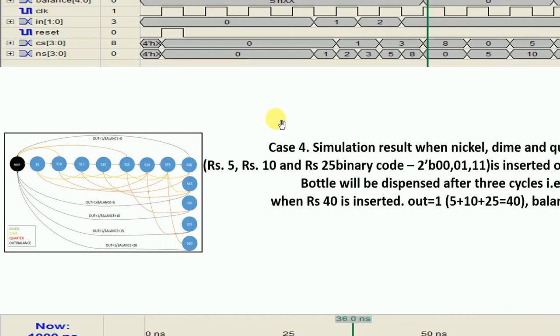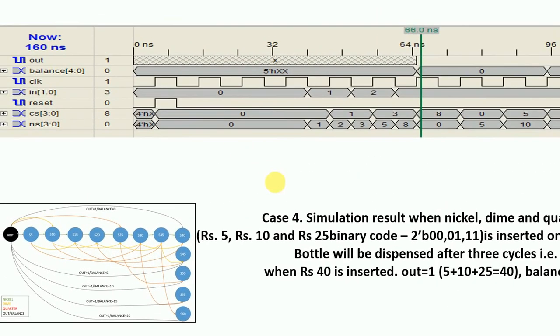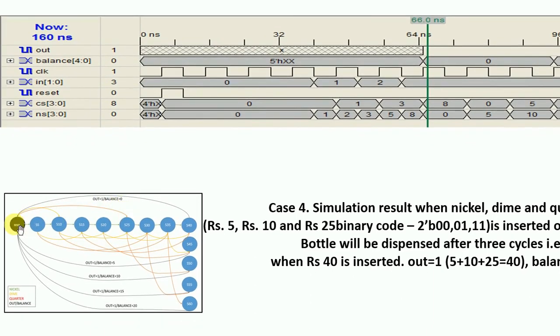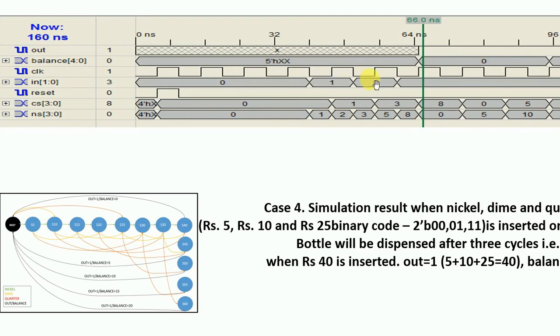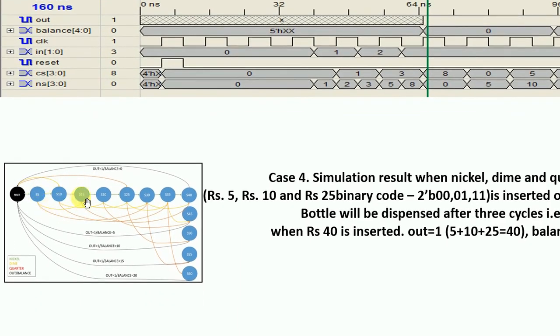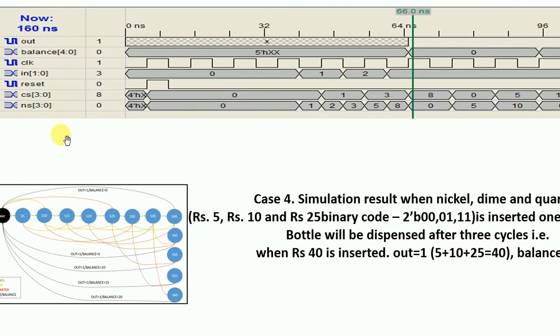If you take a look at the code, our current state, which was on 0 first, will now move to 1, because our input is 1. Now our input is 2. That means after the nickel coin we have inserted a dime coin. That means from S5 we are going to move to S15, which is the number 3. So our current state will go to 3.